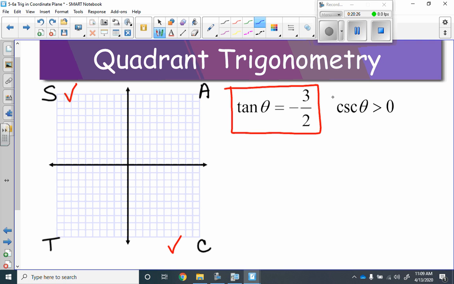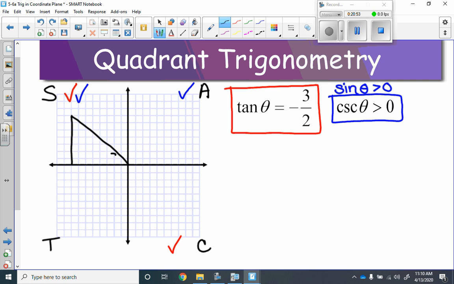Then I take a look at, well, which quadrant is the cosecant of theta greater than 0? Now when you think about cosecant, remember that's the same thing as the sine. So the sine of theta needs to be greater than 0. So the sine is greater than 0, being it's positive in quadrant 1 as well as quadrant 2. So where I'm going to draw out my triangle here is in quadrant 2. I'm going to put theta right here, tangent being -3/2.